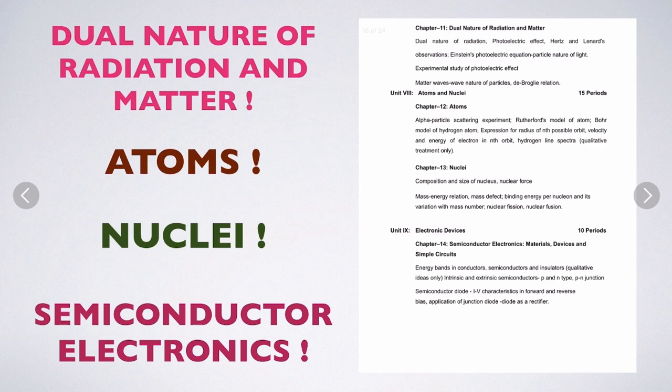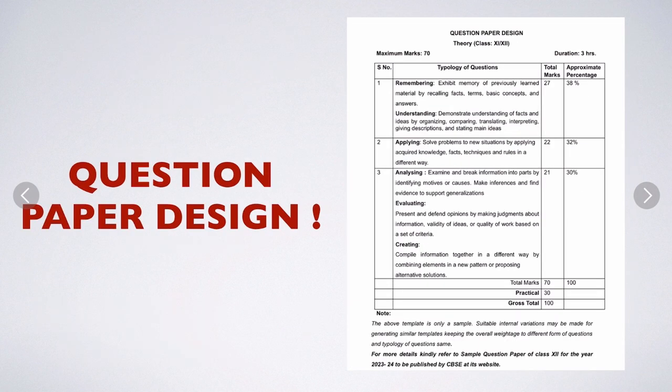This is all about the different chapters and the most important topics of those chapters. Now this is the question paper design. You can see here for remembering, totally 27 marks, that is 38% of the marks approximately. For applying, that is solving problems, etc., 22 marks, approximately 32%. Analyzing, you will get 21 marks, approximately 30% of the marks. So total marks for theory, you all know it is 70, and for practical, you must have already finished. Every college has finished practicals, and that practical will have 30, and the gross total is 100 marks.